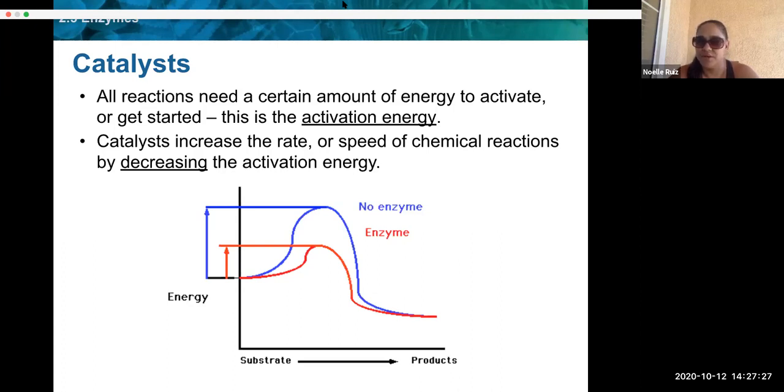So if you look at the graph, the blue is a chemical reaction that doesn't have an enzyme. It takes a lot of energy and a lot more time to get started and to process. And the red is another chemical reaction that has an enzyme. It doesn't need as much energy to get started, and it happens faster.